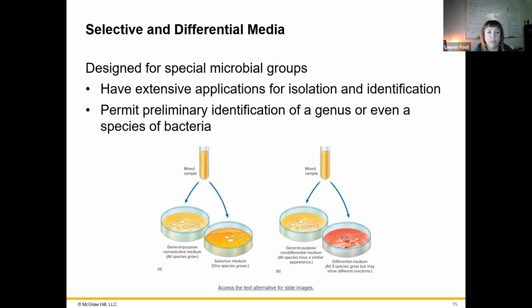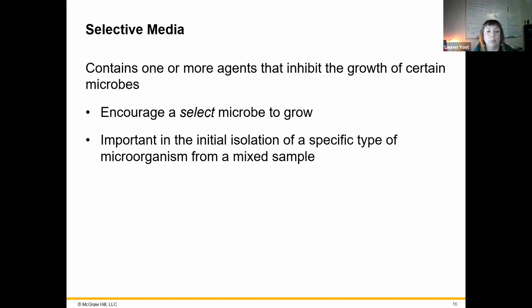Then we have selective and differential media. These are often used for isolation and identification. You can use it for both of these. But it wouldn't necessarily be your first step unless you knew exactly what route you were going down with it. You might want to start with other things to investigate.